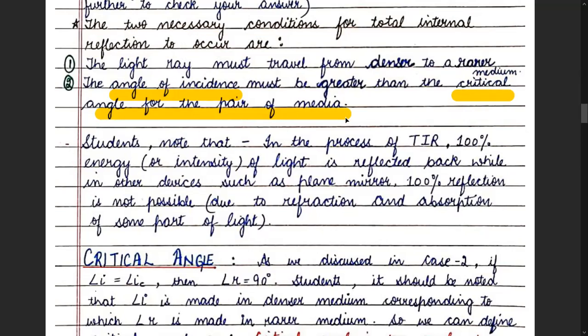Students, note that in the process of TIR, 100% energy or intensity of light is reflected back, while in other devices such as a plane mirror, 100% reflection is not possible. Why? Due to refraction and absorption of some part of light.